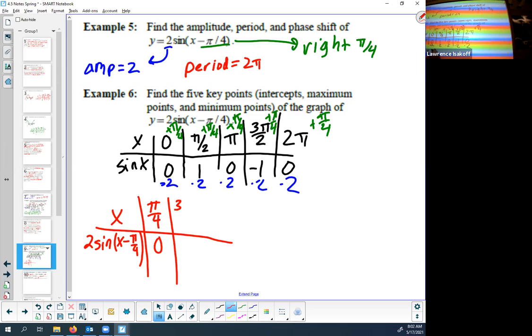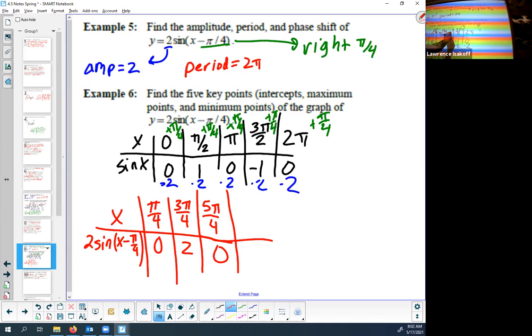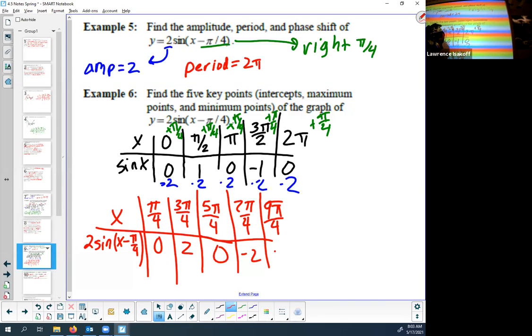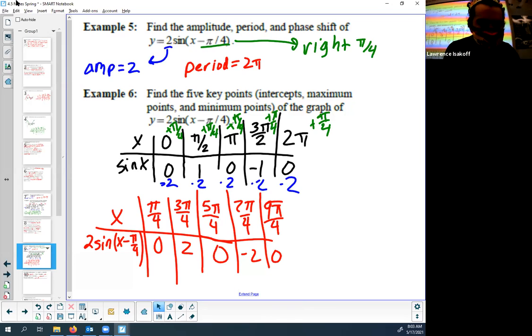Then let's see, that's going to be 3 pi over 4, comma 2. Then if I add pi over 4 to pi, that's 5 pi over 4, comma 0. Then here, 3 pi over 2 plus pi over 4, 7 pi over 4. And finally, I'll have 9 pi over 4 here. So that's -2 and 0. So those are my critical values for this graph.